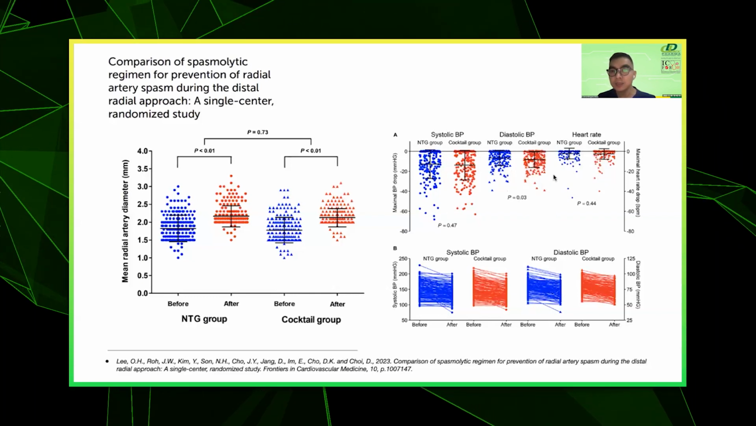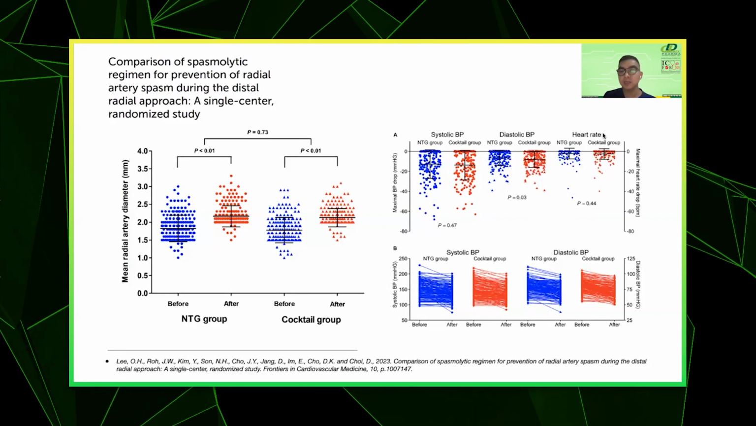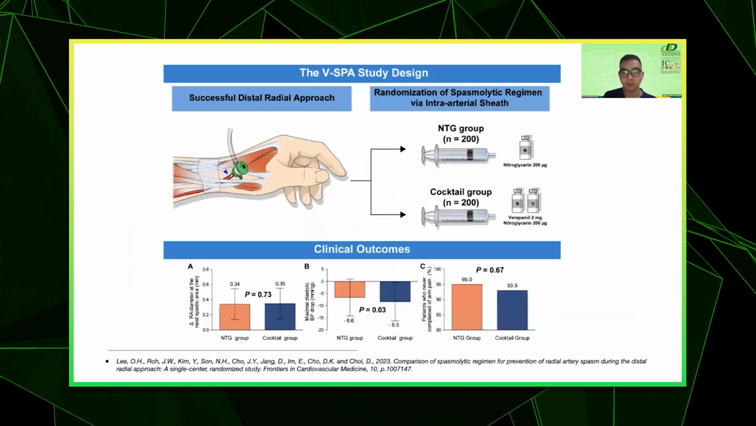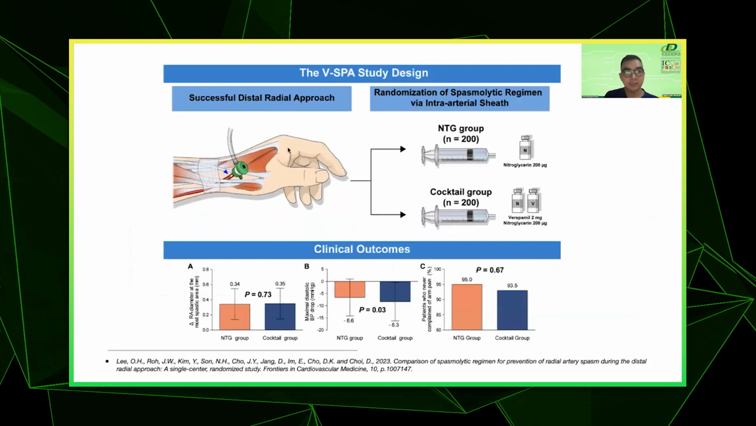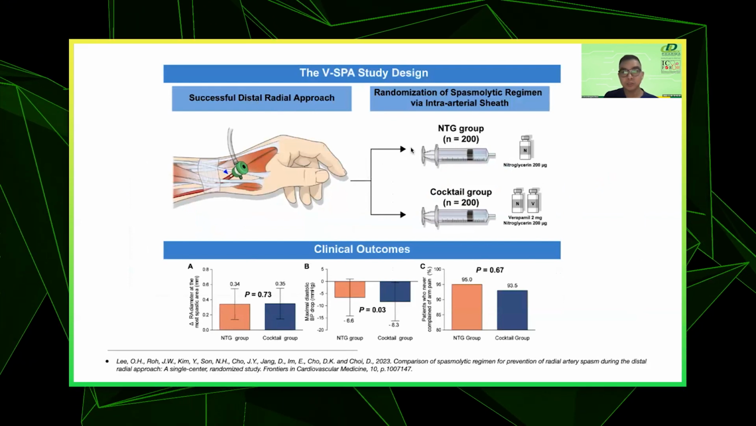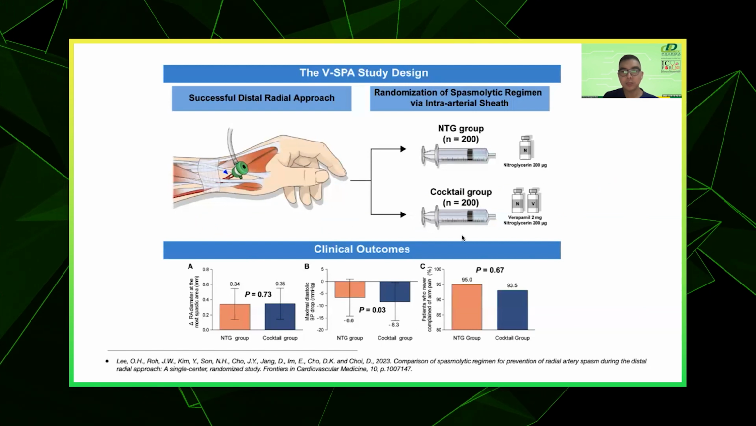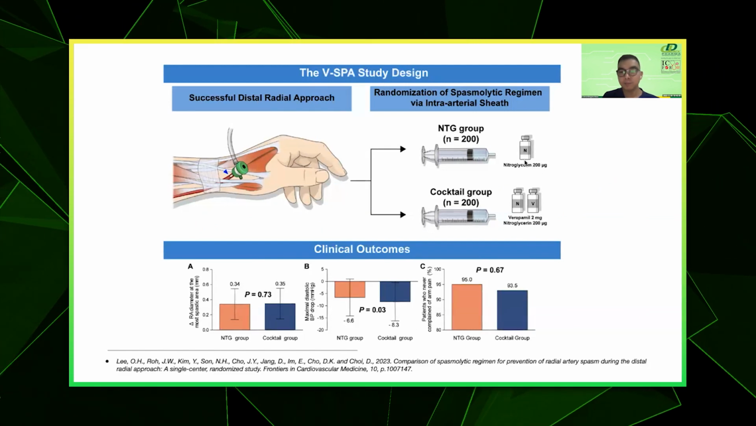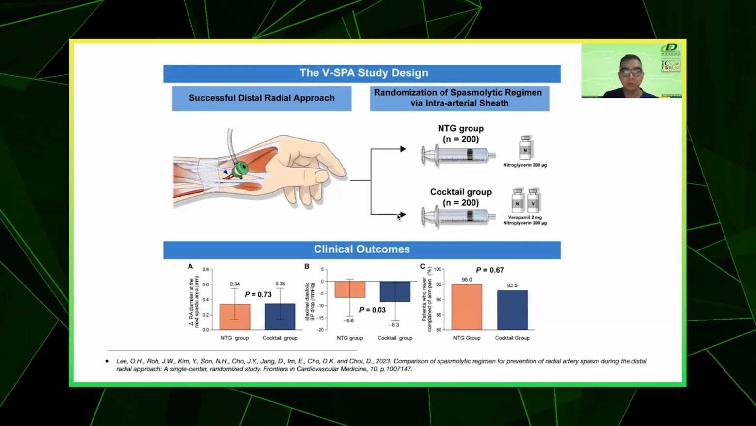And the heart rate, there is no significant difference in the change in the heart rate between the two groups, NTG and the cocktail. So again, this is the study design. This is the successful distal radial approach. And then the population were randomized to NTG group and a cocktail group of verapamil plus nitroglycerin. And the NTG group is nitroglycerin alone, 200 microgram.